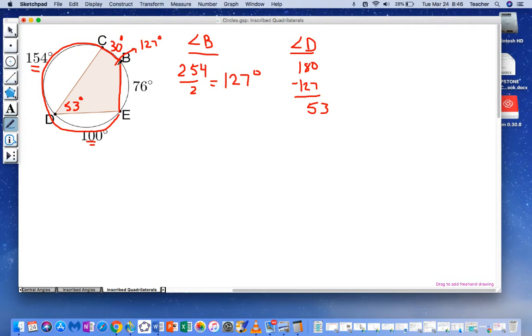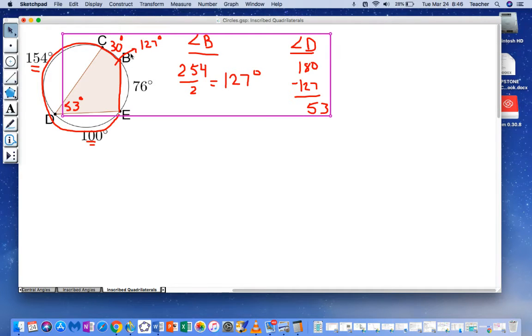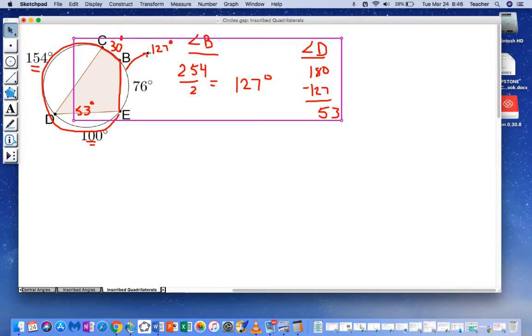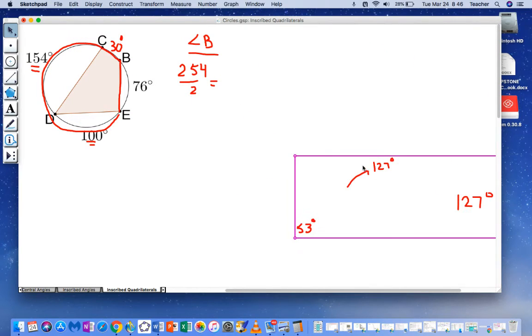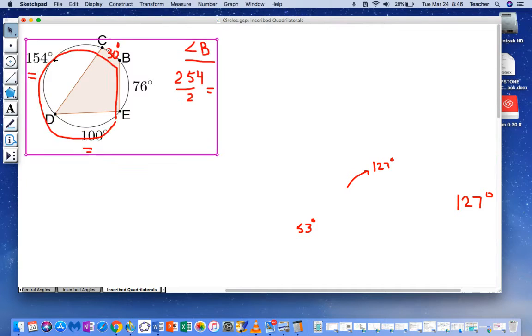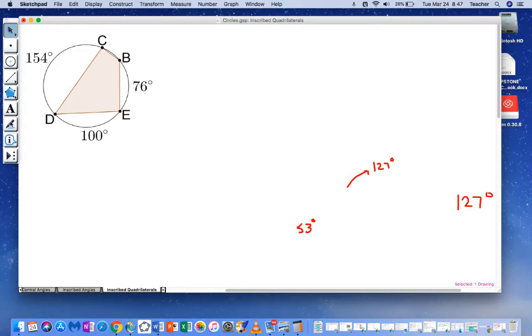All right, what if it asks for angle E? So B is 127. D is 53. What if it asks for angle E? Angle E is inscribed angle BED. Well, that's 154, and remember we made this 30. Well, that inscribed angle is half of the arc. That includes 30 and 154.